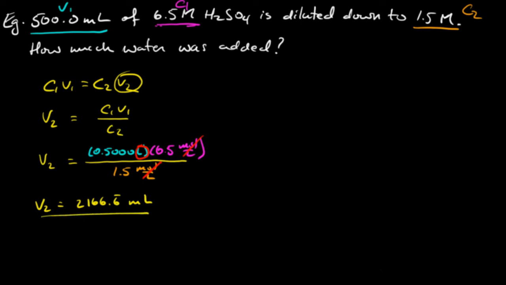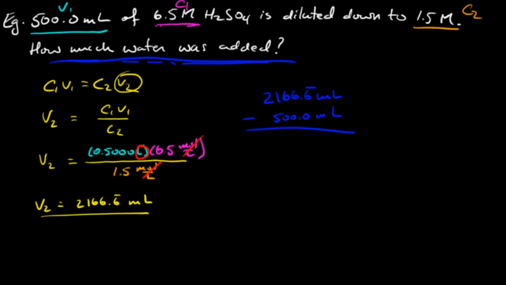This is not the answer, though, that I'm looking for, because the question asks how much water was added. And to determine how much water was added, of course, we need to figure out how much water we started with and how much water we ended with. So how much water did we add? Well, we ended with 2,166.6 milliliters. We started with 500.0 milliliters. And if you do this, it'll give you the amount of water you had to add so that you end up with the correct amount at the end. So this is 1,666.6 milliliters, but we're going to round to two significant figures. So 1,700 milliliters was added.